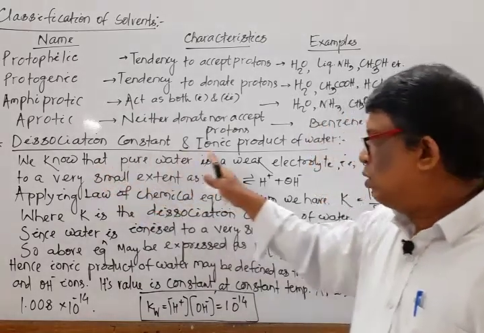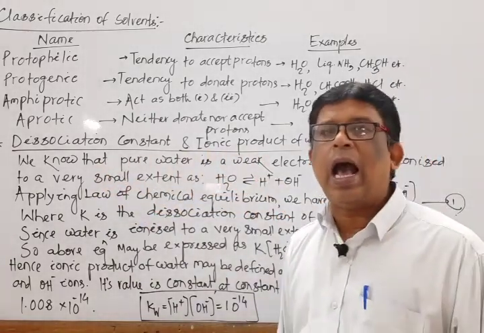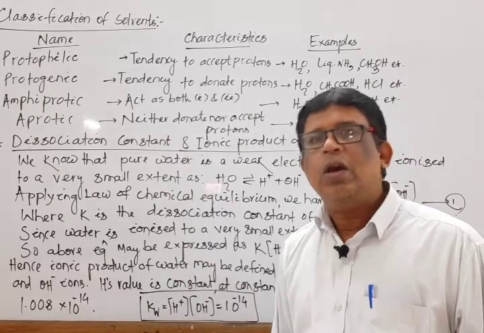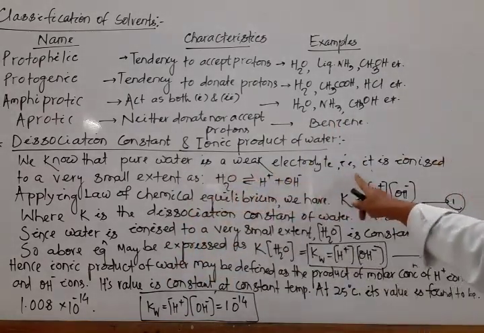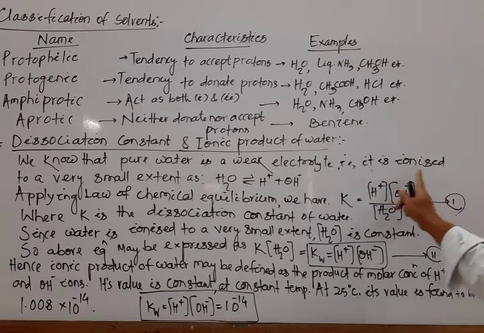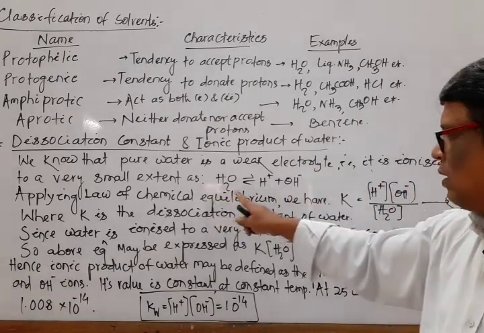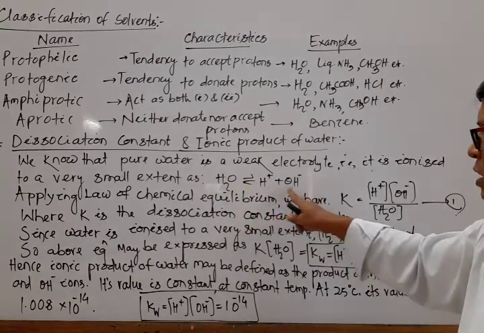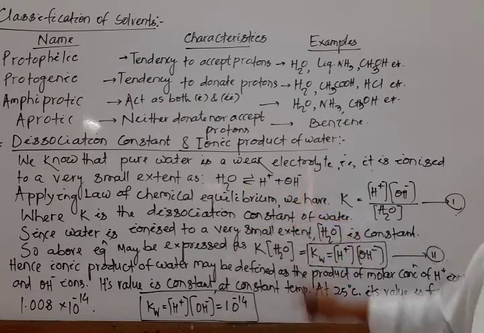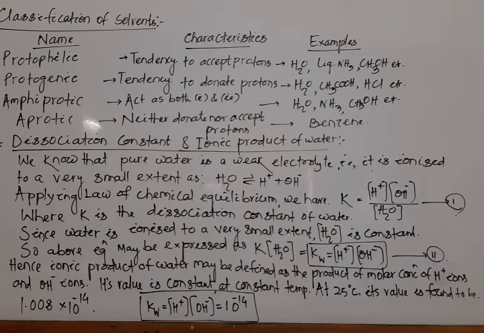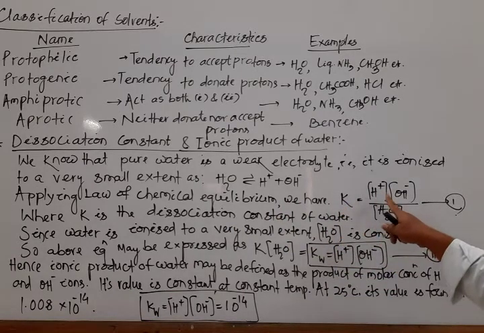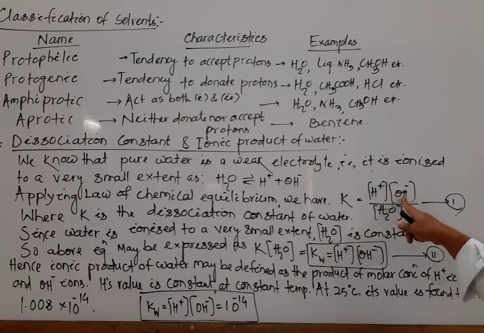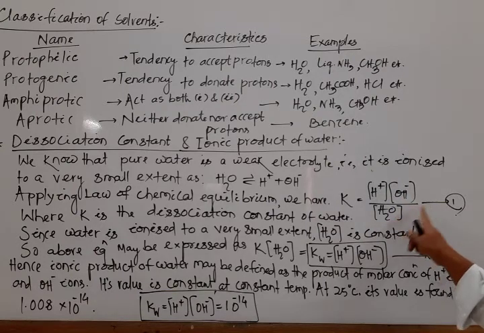Next is the dissociation constant, also known as the ionic product of water. We know water is a weak electrolyte. Pure water is a weak electrolyte, so it dissociates into ions to a very small extent. H2O reversible H plus and OH minus ion. Applying the law of chemical equilibrium, K is equal to the product of the molar concentrations of the product species, that is H plus ion into OH minus ion, divided by water. Equation 1.